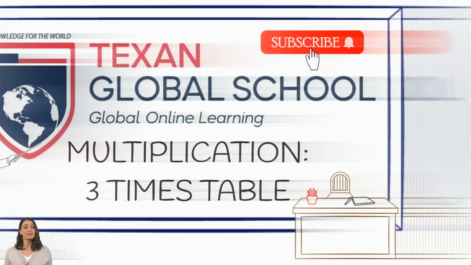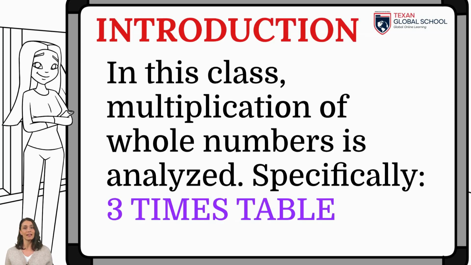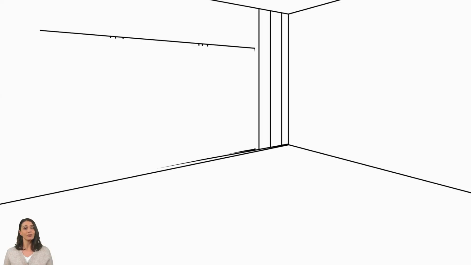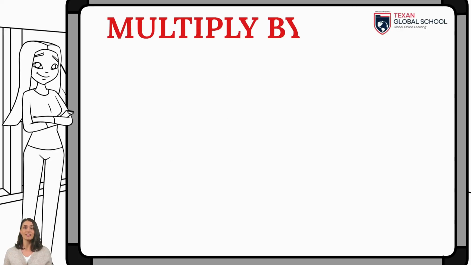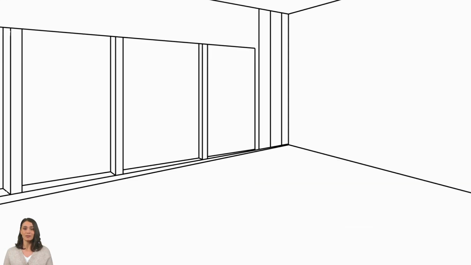In this class, the multiplication of whole numbers is analyzed, specifically multiplying by 3. Remember that multiplication is repeated addition. This means that multiplying implies adding one of them, the number of times of the other. Any number multiplied by 3 results in the same number tripled.